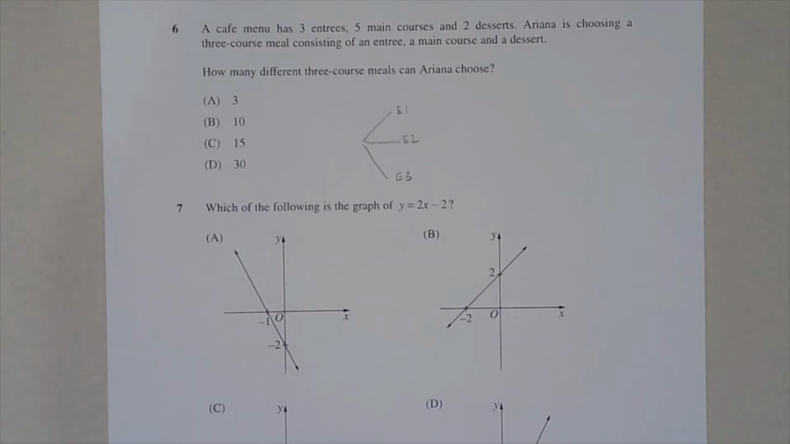Question 6. A cafe menu has 3 entrees, 5 main courses and 2 desserts. Ariana is choosing a 3-course meal consisting of an entree, a main course and a dessert. How many different 3-course meals can Ariana choose? I'm going to use a tree diagram to answer this question, and I've drawn part of the tree diagram already.